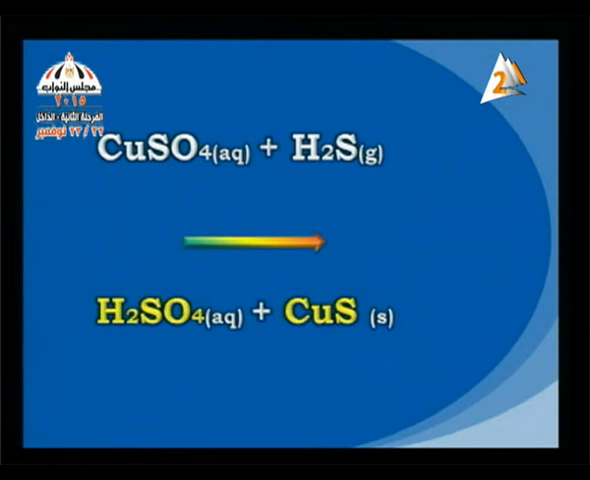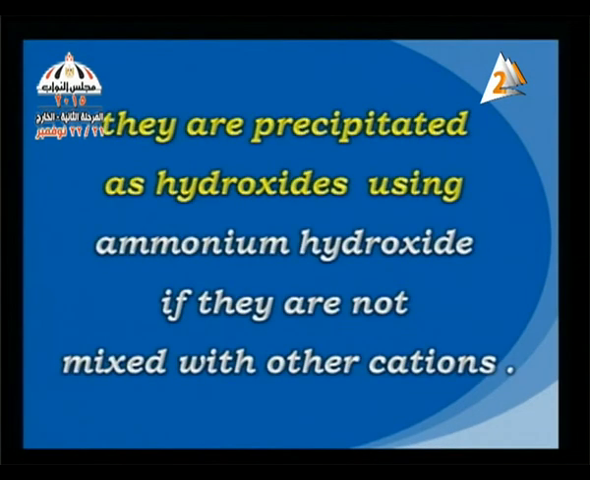My dear, don't forget: CuS has a special color. The color is black. Good. Now catch this: they are precipitated as hydroxides using ammonium hydroxide, if they are not mixed with other cations. Cations here means what? It means positive ions, so they cannot be mixed.